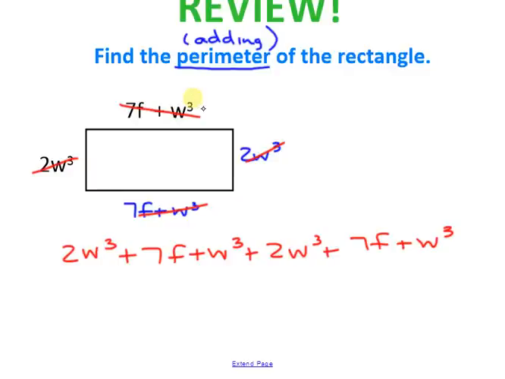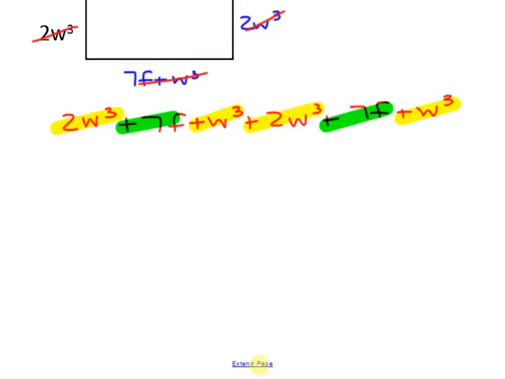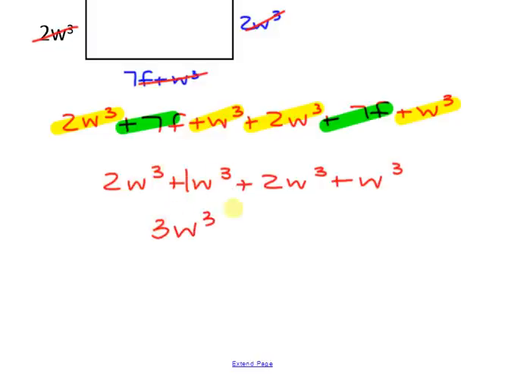I'm going to get out my highlighter and find my like terms. So I have here 2w to the third power plus w to the third power plus 2w to the third power plus w to the third power. Then I have plus 7f and plus 7f. So let me go ahead and combine. I'm going to focus on my yellows first. I'm going to take them two at a time. Remember, there's an invisible one here. 2w to the third power plus w to the third power is 3w to the third power.